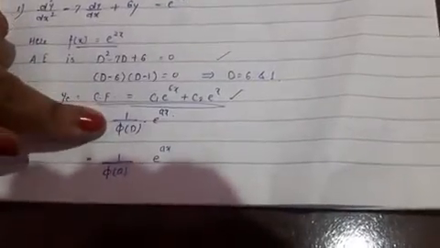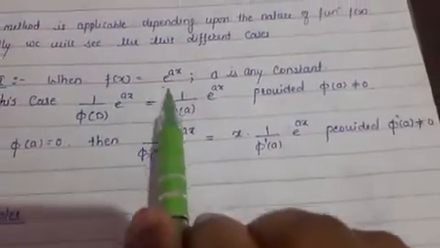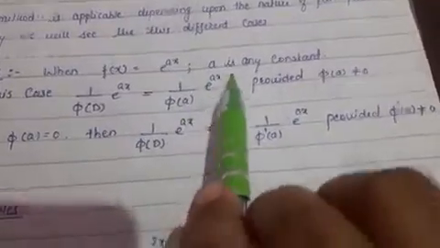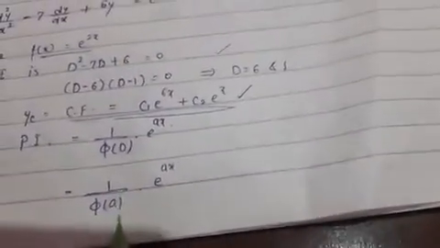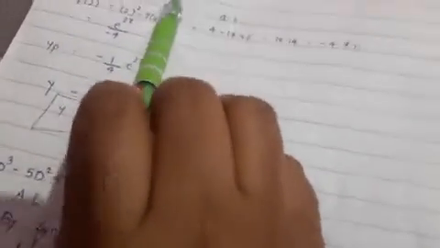The second portion is to find the particular integral. For the particular integral we have the formula 1 upon phi of D e raised to ax, which by the rule is equal to 1 upon phi of a e raised to ax. So I put that here. Now in actuality we have to apply the values to the equation, so that becomes 1 upon D square minus 7D plus 6 e raised to 2x.